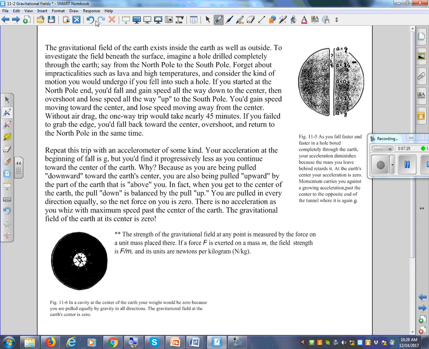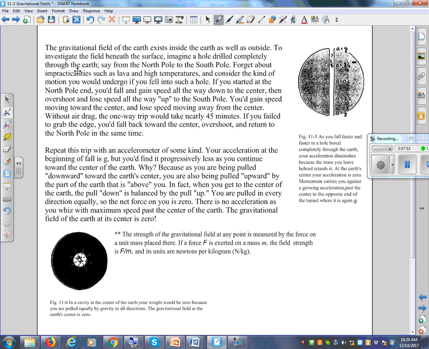Okay, so here's the exciting part. The gravitational field of the Earth exists inside the Earth as well as outside. If you dig a hole, there's still gravity, right? Does it matter how big that hole is? Anybody ever been to the Grand Canyon? Nobody? Yeah? Is there gravity at the bottom of the Grand Canyon? Of course there is. Right? The bigger the hole doesn't mean that it's gravity-free.